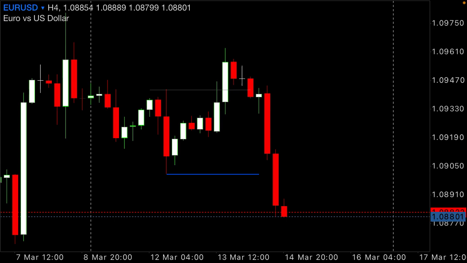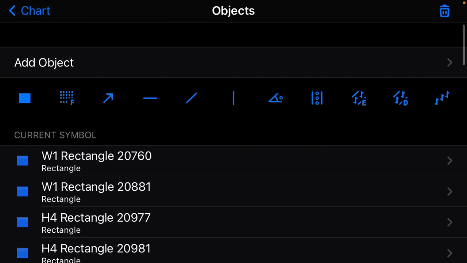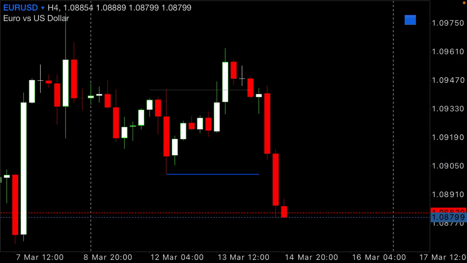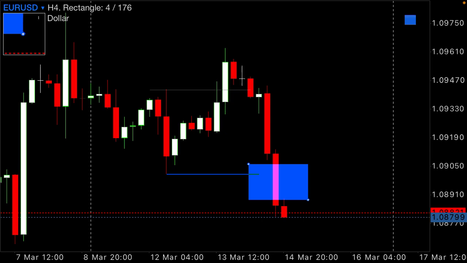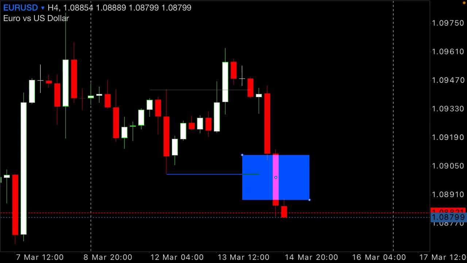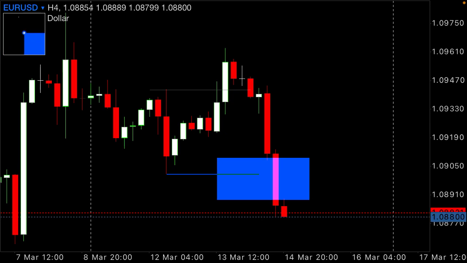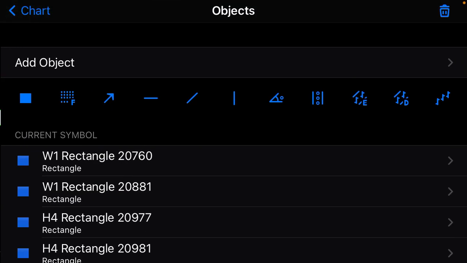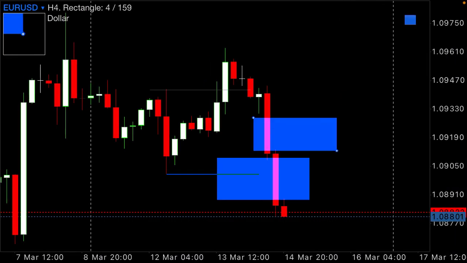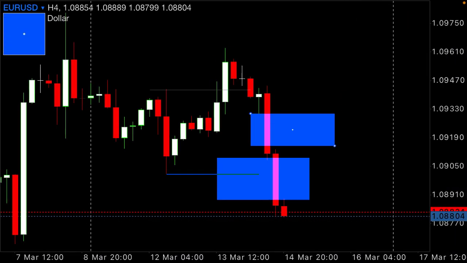It's important for a breaker block to be paired with a fair value gap for high accuracy. So you see we have this breaker and it is paired with a fair value gap that's currently forming. It might travel to this higher fair value gap, we don't know, right?